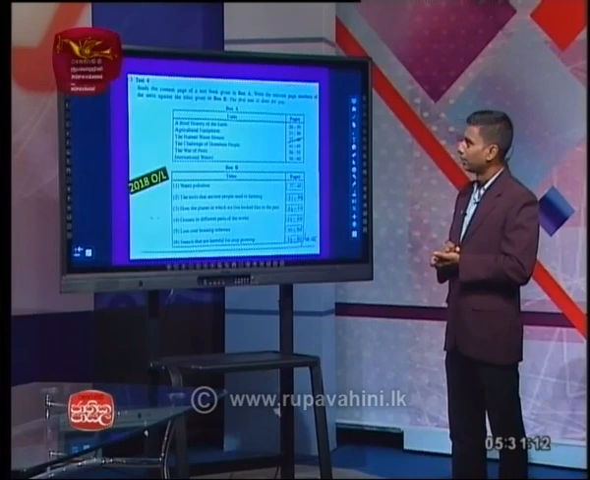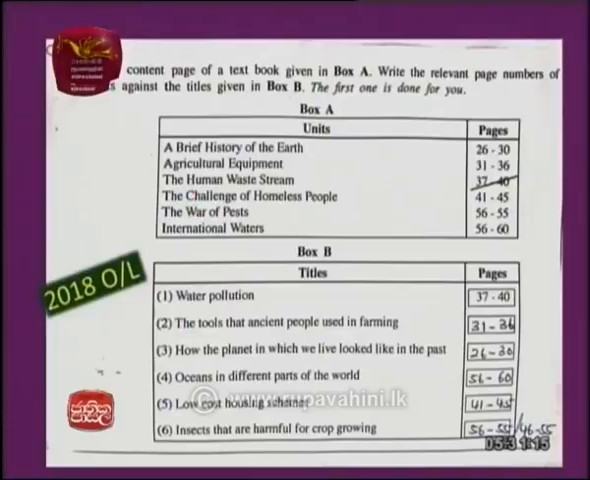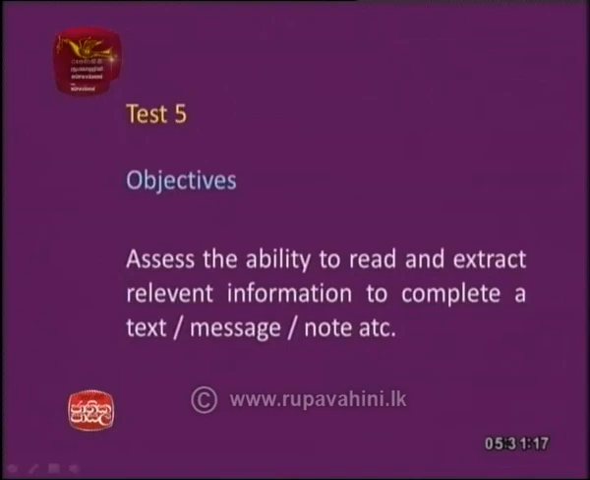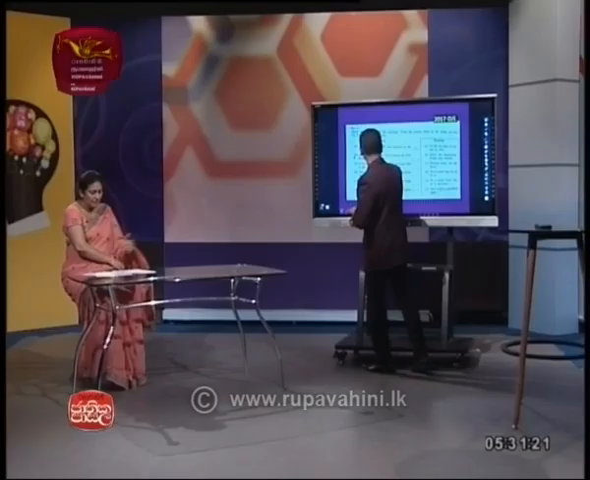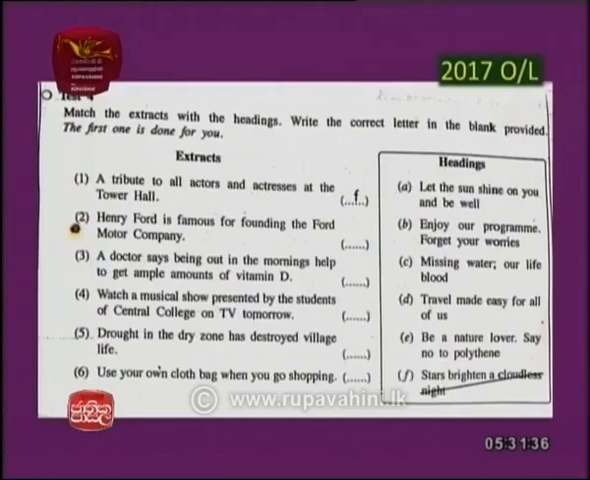Right. Let's go on to the questions, as the first question is set out here. A tribute to all actors and actresses at the Tower Hall. First, we will tell you the headings. A. Let the sun shine on you and be well. B. Enjoy our program. Forget your worries. C. Missing water, our lifeblood. D. Travel made easy for all of us. E. Be a nature lover. Say no to polythene. F. Stars brighten a cloudless night. Okay, let's now find the answers one by one.